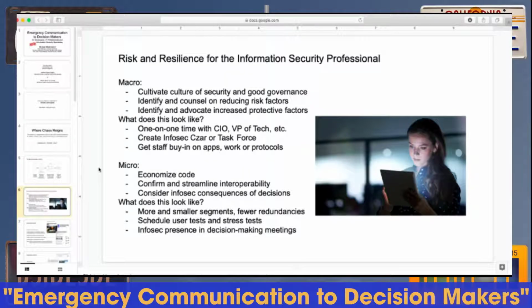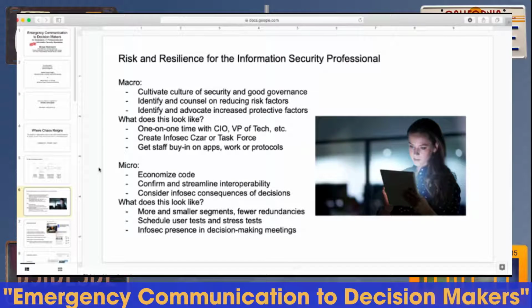On a micro level, there are a lot of things where a more technical view would probably be helpful here, but economizing code, so that forensic investigation would not take as long, so forensic investigation would not be necessary in the first place. This is something where more of a technical aspect would probably answer those questions.